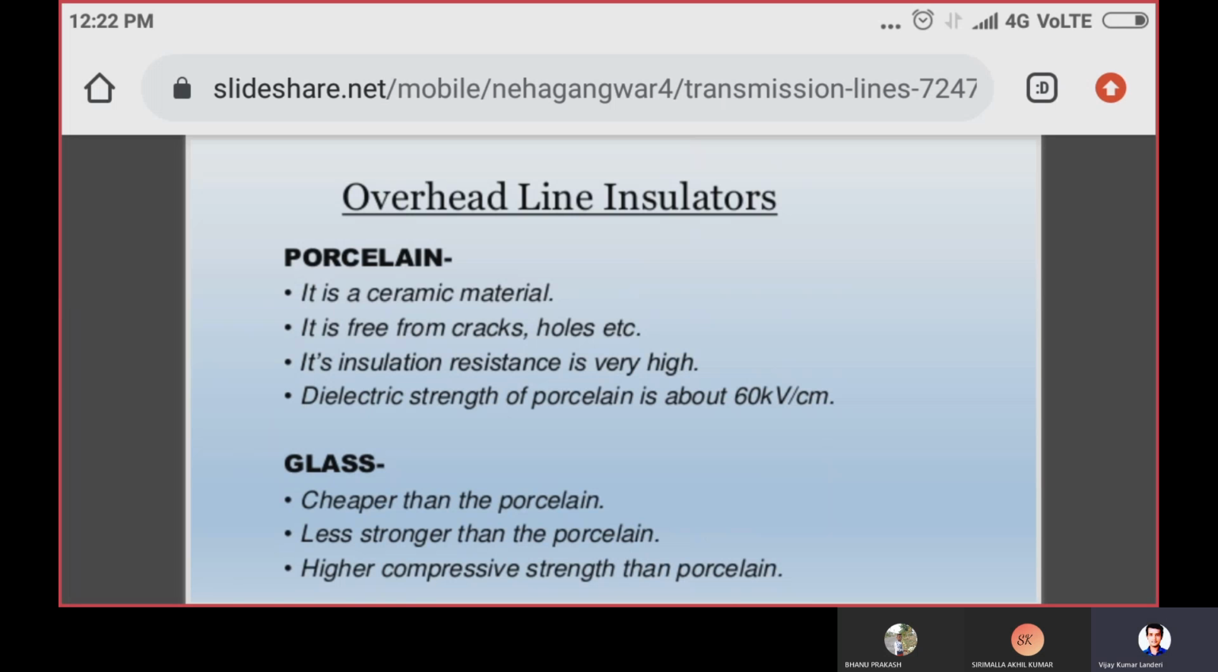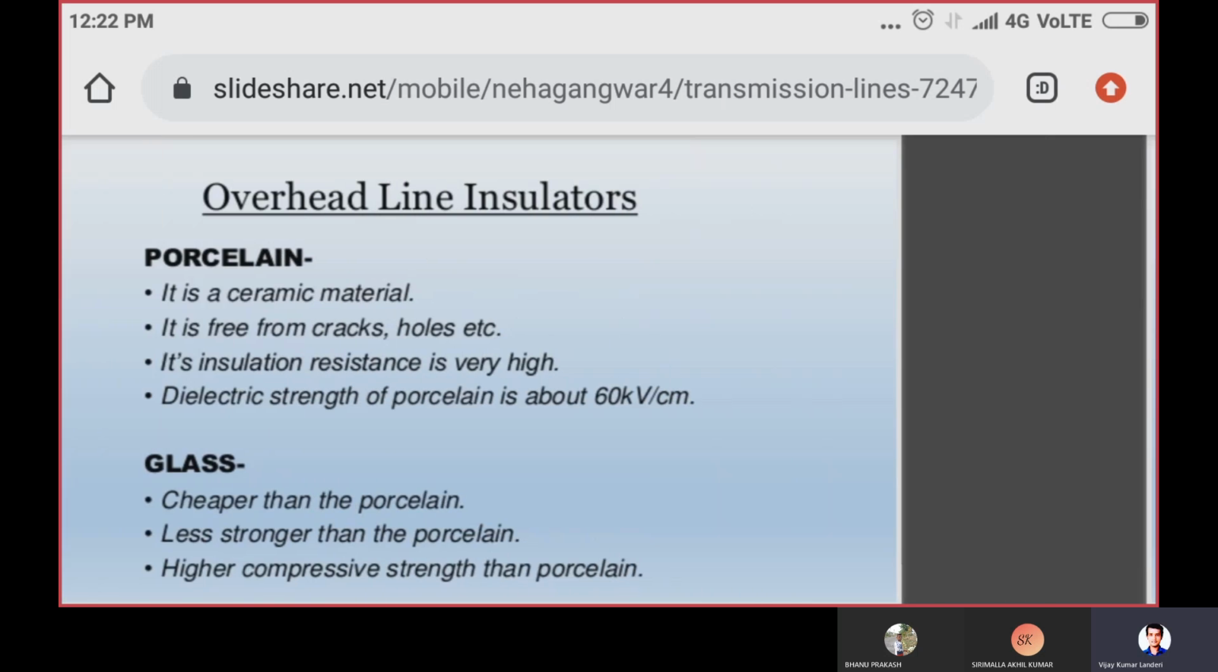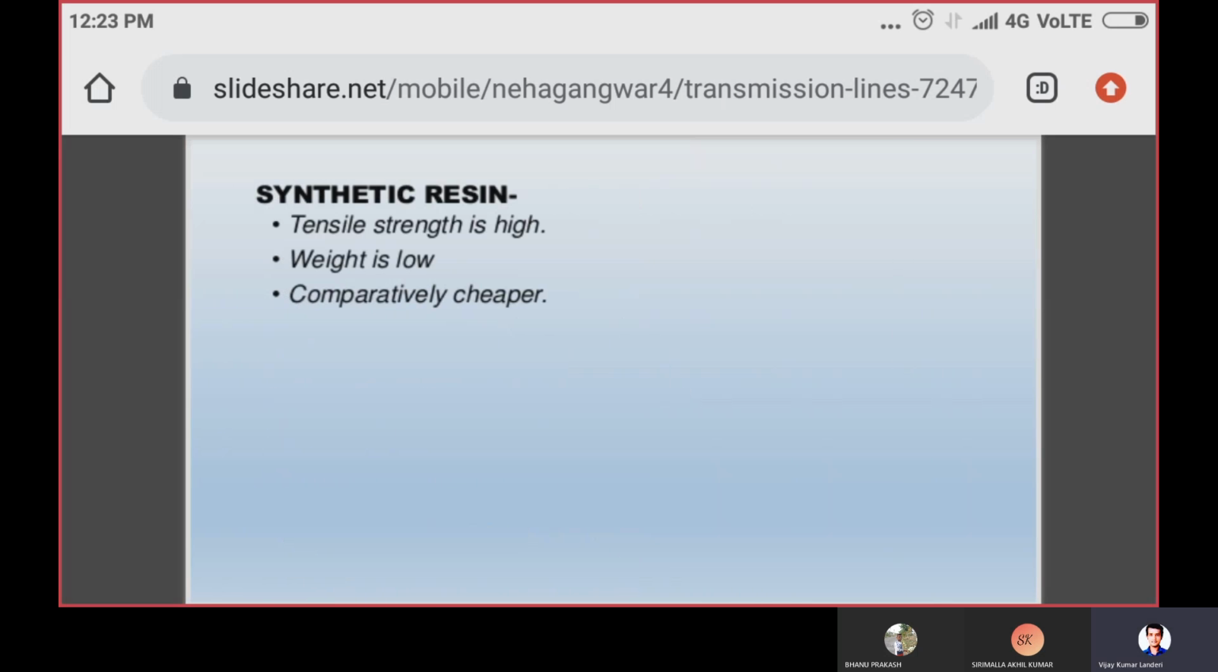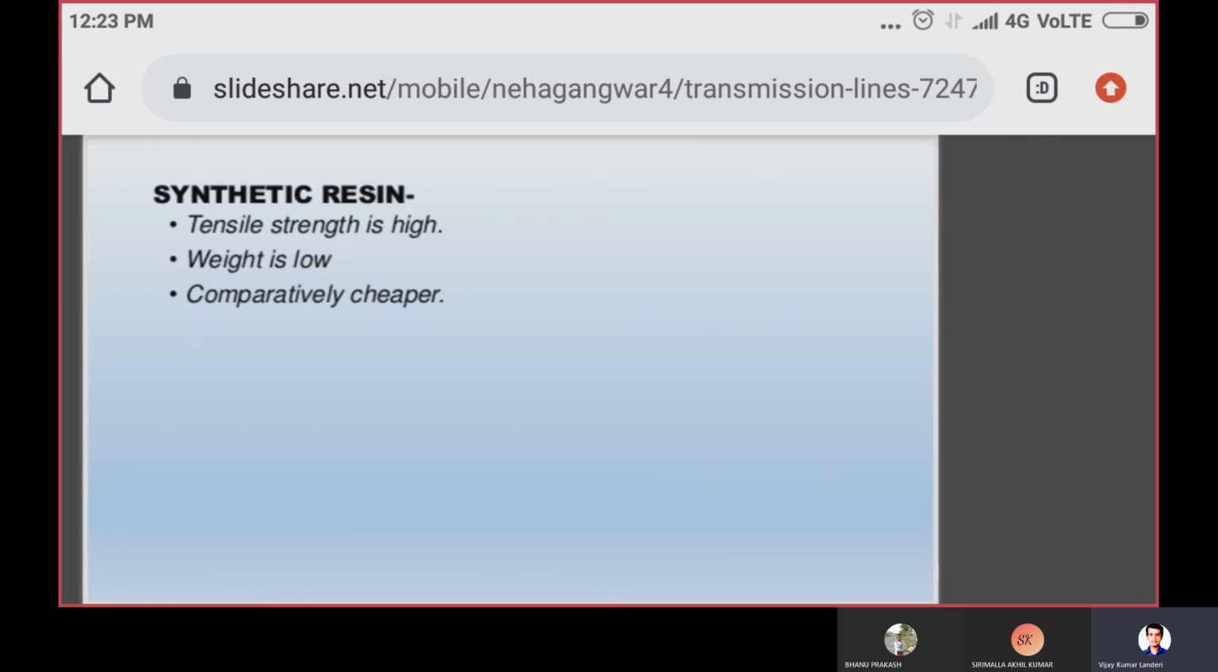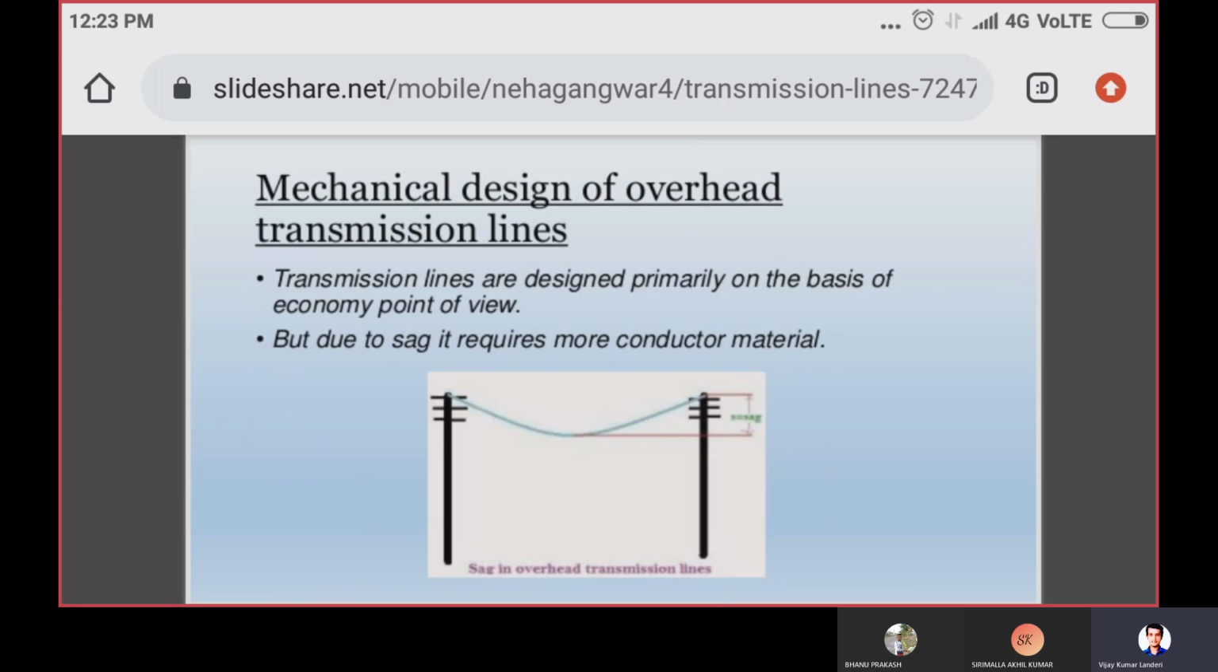So next one is the glass. Glass is cheaper than porcelain, less strong than porcelain, and has higher compressive strength. And next one is the synthetic resin insulator. Tensile strength is high, weight is low, and it is comparatively cheaper. So these are the features.